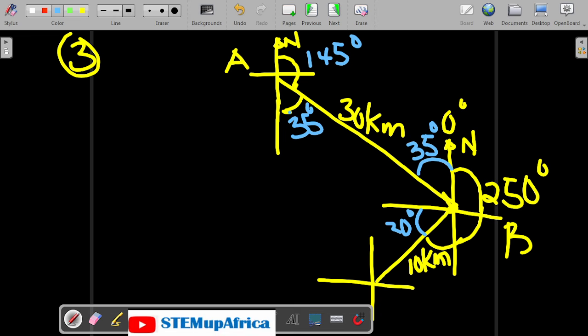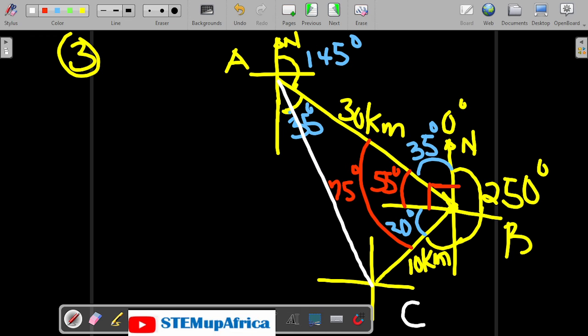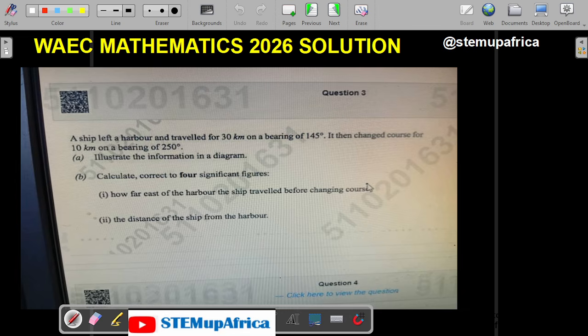Every quadrant is 90 degrees. The whole of this place is 90 degrees. So to get this remaining part, I will have 90 minus 35. That will give us 55 degrees. What is now the total angle here? It will be 75 degrees. So I need to join from point A to point C, let's call it point C, to complete the bearing. So this is now the diagram we're asked to draw. Illustrate the information in a diagram. That's the diagram.